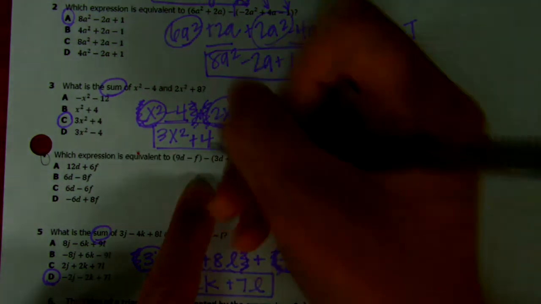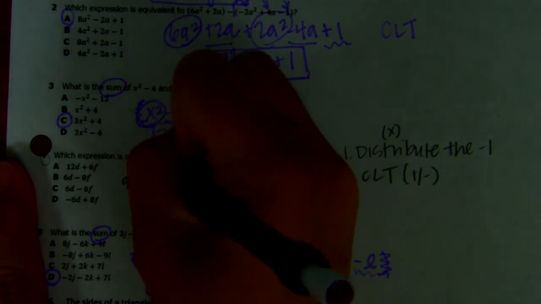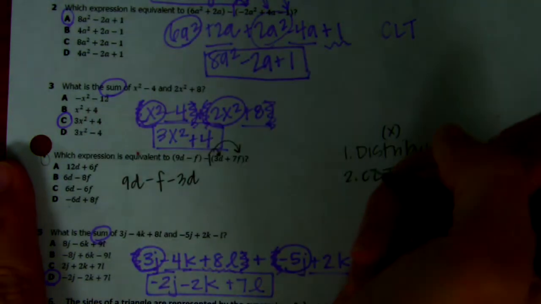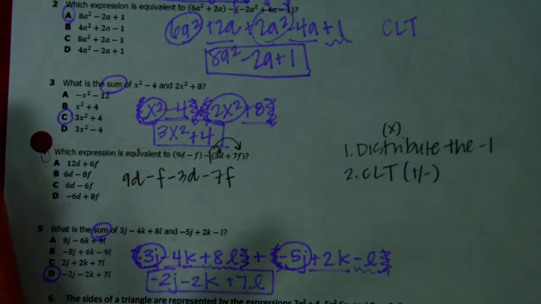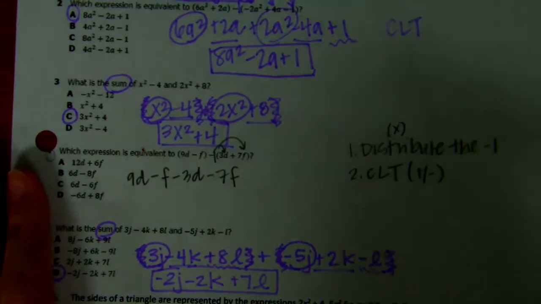Here I'm subtracting. I'm going to distribute this -1 to these two terms. 9D minus F minus 3D minus 7F. Distributing by a negative, all it does is change the sign from positive to negative and a negative to a positive.